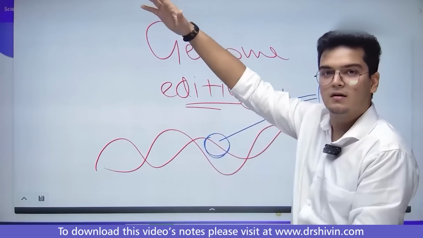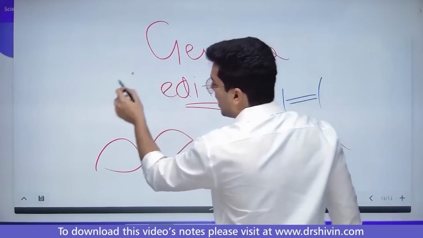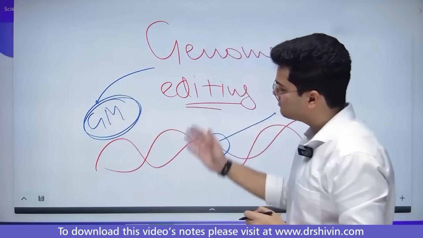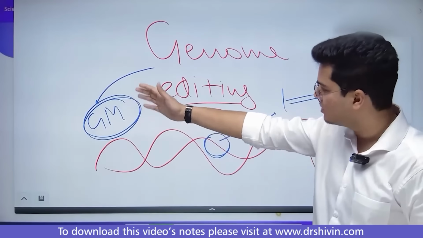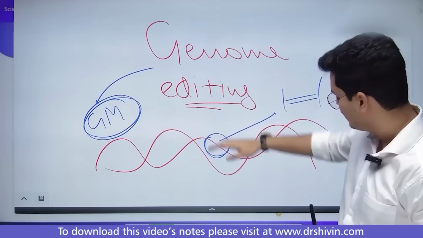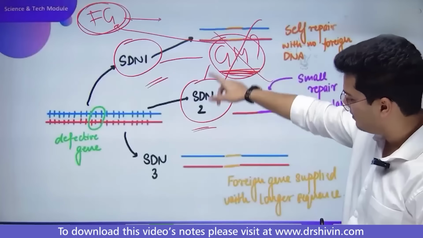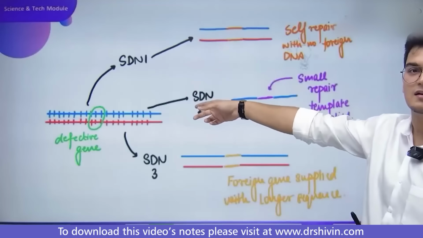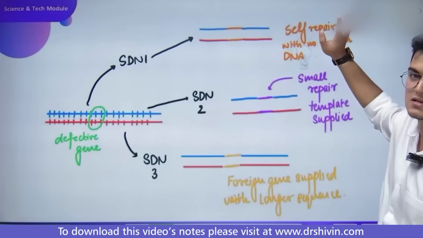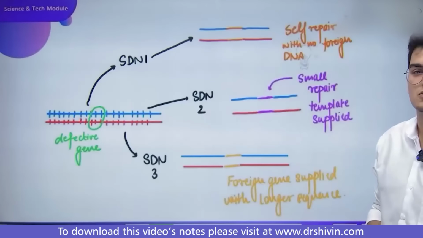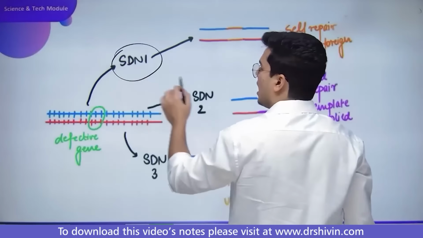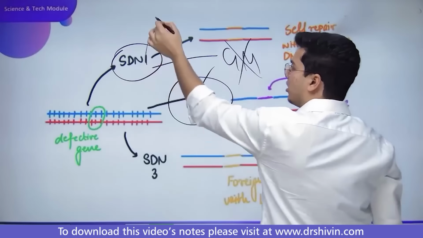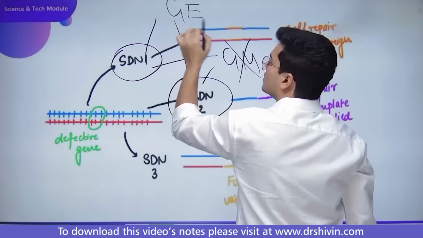Genome editing is broad. GM is a part of genome editing. Genome editing has a small part called GM, where I am introducing foreign genes. But genome editing, as we have seen here, can be done even without introducing new genes. Here also genome editing is done, and the defective gene has been changed, but no foreign DNA was introduced. So SDN1 and SDN2 are not genetic modification technology. They are, however, genome editing technology.